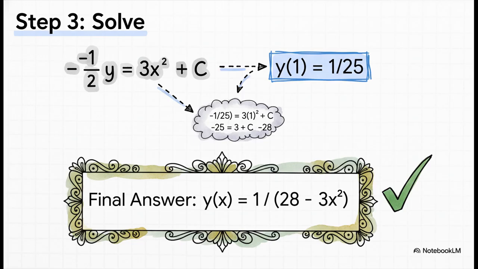And last but not least, step 3, solve. We're going to use that initial condition, y of 1 equals 1 over 25. So we plug in 1 for x and 1 over 25 for y. That lets us figure out that C is negative 28. Then we just plug that value for C back into our equation and do a little algebra to get y by itself. And there's our final answer, an explicit solution.